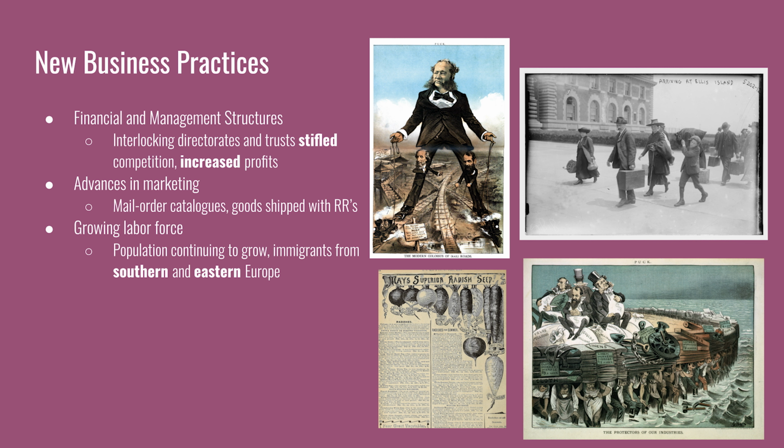Advances in marketing like mail-order catalogs made just about every new product available for purchase in any part of the country. The bottom left shows an example of one such ad from a catalog advertising seeds and radishes. The growing labor force was necessary for keeping the prices of new products low. Population, especially in the Northeast, continued to grow due to immigration coming from Southern and Eastern Europe. These migrants will be covered in a separate historical topic, but in this topic they are relevant as a source of plentiful low-wage labor. The large labor force allows producers to pay lower wages.